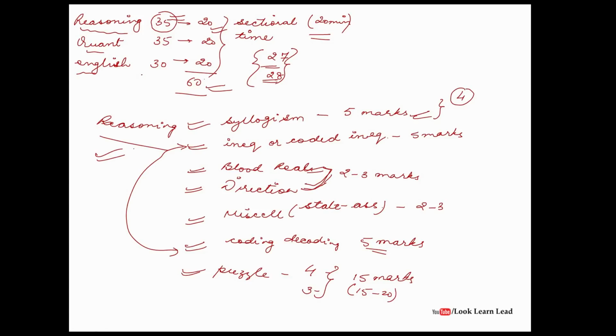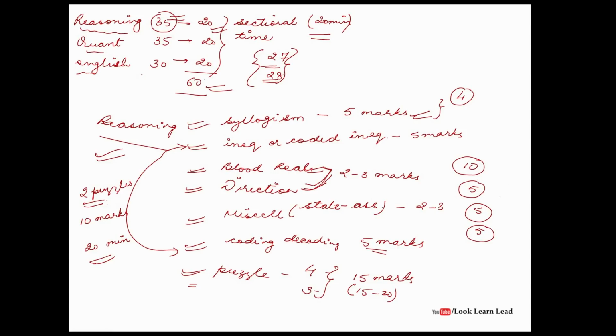In this case, you should always try to attempt a minimum of 2 puzzles. If you attempt 2 puzzles, then you have 10 marks fixed, because we have a sectional time limit of 20 minutes. So you should attempt 2 puzzles and never miss syllogism. So we have 10 marks from puzzles, 5 marks from syllogism, and 5 marks from coded inequalities. And blood relation and direction sense you should never miss. Both would constitute around 5 marks.